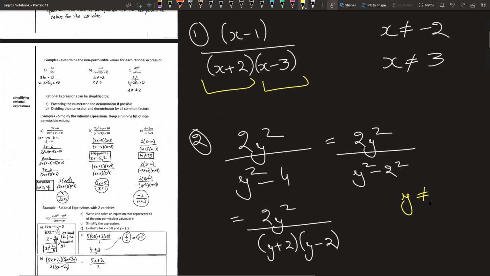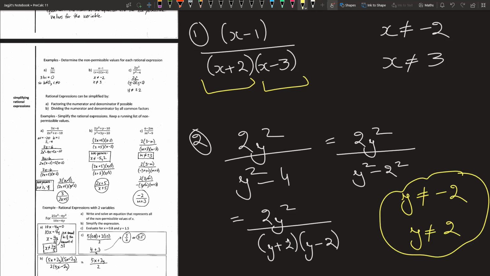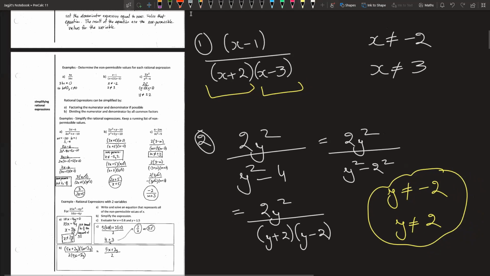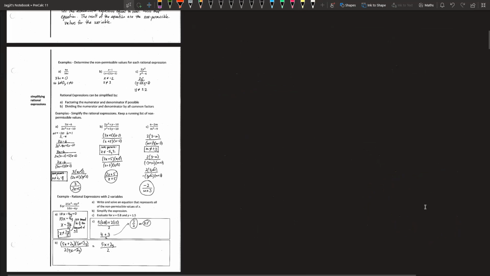What's your non-permissible for that? Y cannot be equal to minus 2. Second one is y minus 2. You have y cannot be equal to plus 2. Just remember, when they move to the other side, they're going to switch sign, okay? So you got these two non-permissible values. Moving forward, after practice, you should be able to do this quickly in your mind.